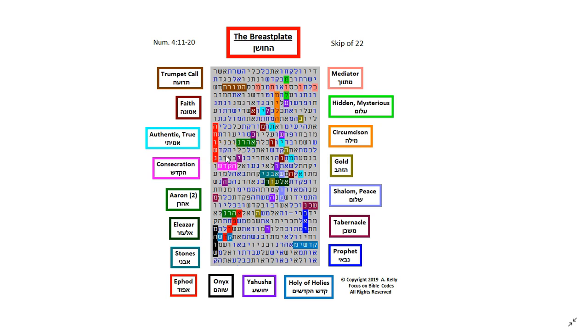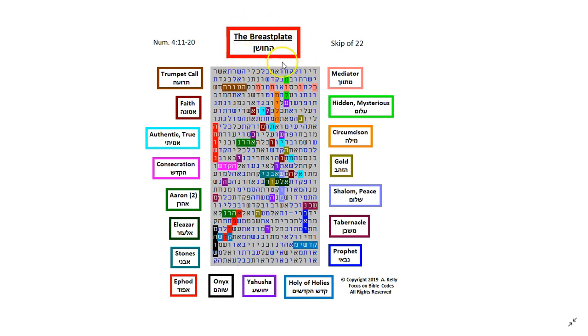And another part of his clothing, the high priest's clothing, was the ephod. And that's here in this red with the black lettering. The breastplate was made out of gold, and here it is in this gold with the white lettering. And if you were interested in looking at how the breastplate was to be made, explanations of that is found in Exodus chapters 28 and 39, if you'd like to read that.